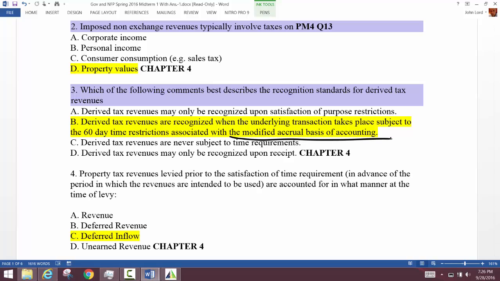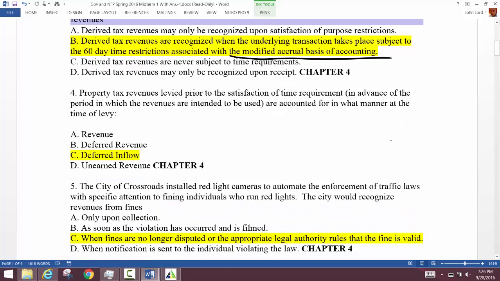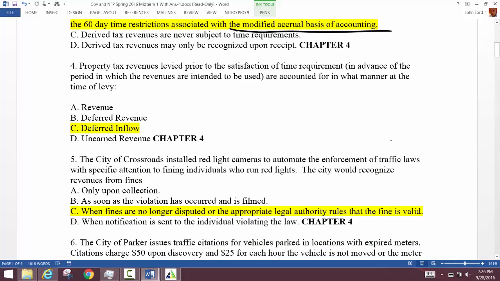Okay, good. Let's take a look at number 4 here. Property tax revenue levied prior to the satisfaction of a time requirement, in advance of the period in which the revenue were intended to be used. Remember, we had quite a few problems where we mailed out the tax bills in, say, 2016, but they were for 2017 activity. So when we mailed them out, we still debited the tax receivable, but we credited what? Deferred inflow because we hadn't met the time requirement yet, right?